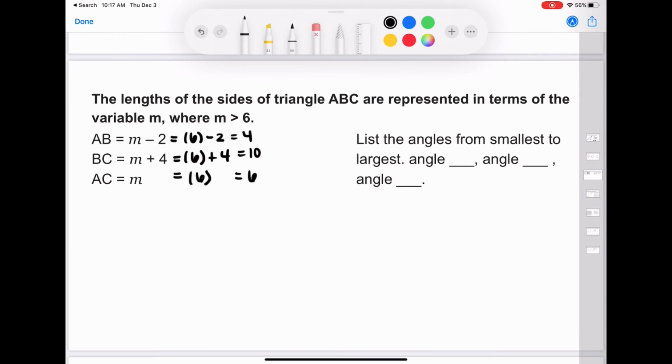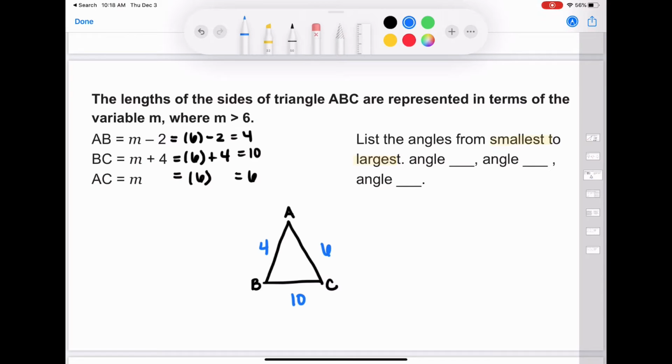Okay, now we're being asked to list the angles from the smallest to the largest. Well, the easiest way to go about this is to draw a triangle, and I'll just label these A, B, and C, and I want to go ahead and label each of my sides with what I got here. So AB is equal to 4, BC is equal to 10, and AC is equal to 6.